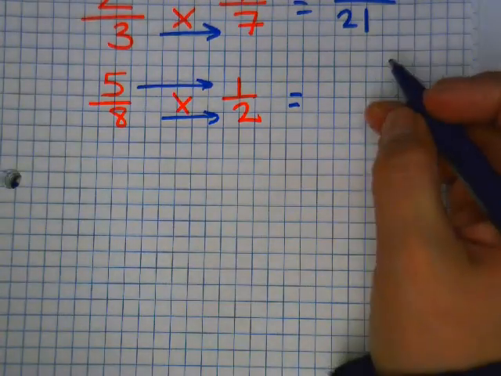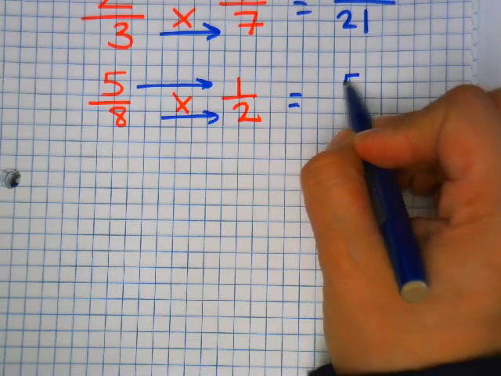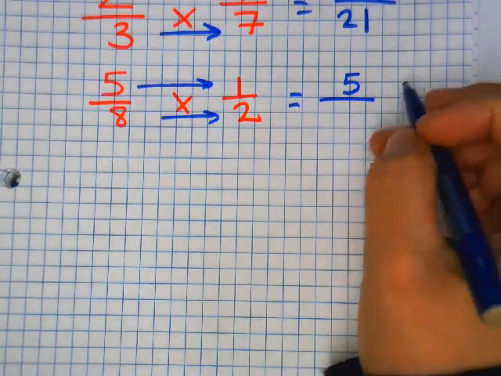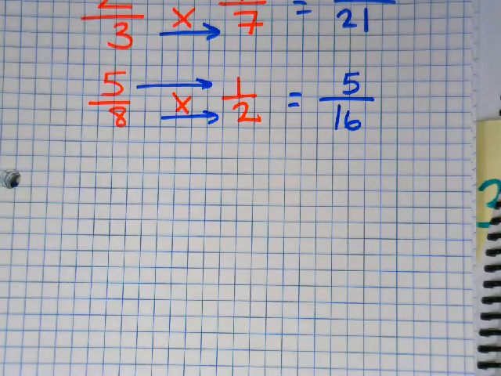5 times 1 is 5. 8 times 2? 16. Can I simplify 5 and 16? No. Nope. We're done.